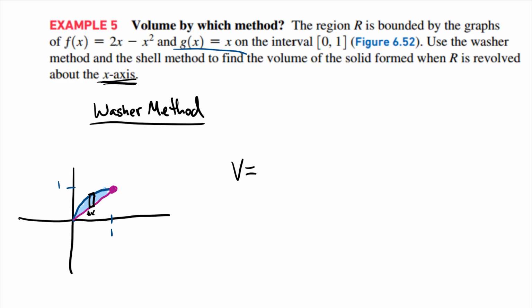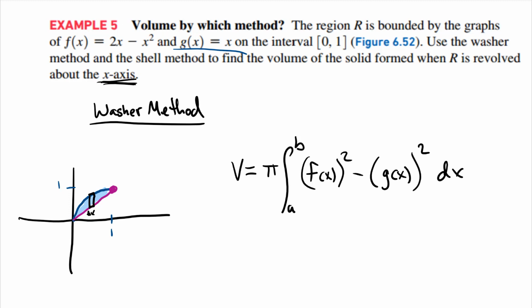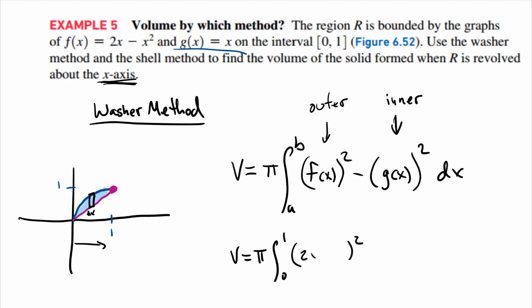We're going to say our volume is equal to pi times the integral from a to b of our outer function squared, that radius, minus our inner function squared, that radius, dx. For this one, it's not too bad. Our outer is the top, and our inner is the bottom. It's set up beautifully. It already tells you the f and the g. The bounds of integration are from 0 to 1, going this way. We're going to square our f of x, which is 2x minus x squared, and then square our g of x, which is just x, all squared.